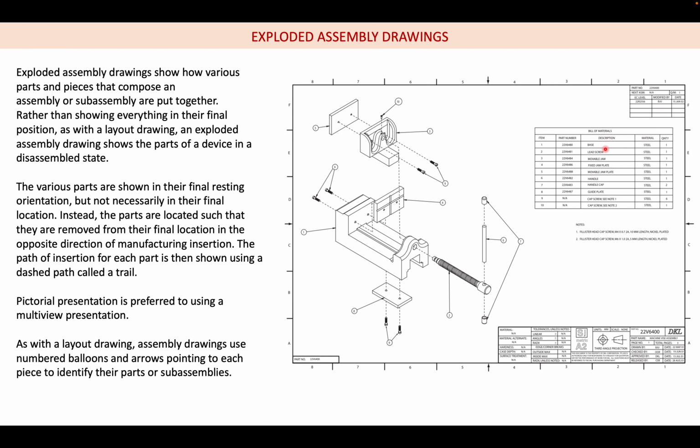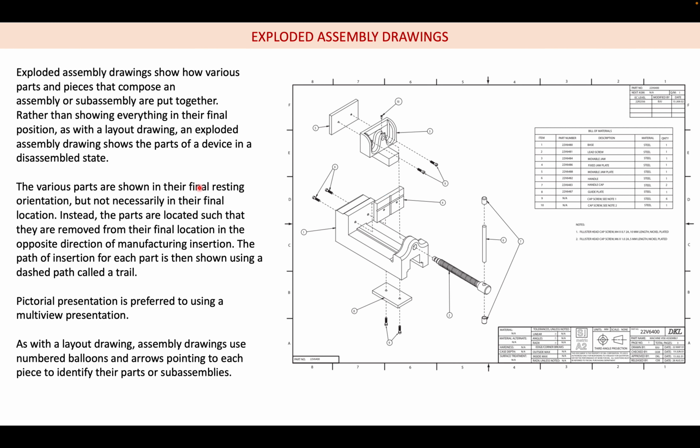Here you can see the bill of materials. The base is made of steel, the lead screws are also steel, and there is a movable jaw. There is a fixed jaw plate and a movable jaw plate. The left side is the fixed jaw plate, and the right side is the movable jaw plate, because that is what we are going to move by this screw mechanism. Then we have a guide plate, then we have a cap screw. Like that we have a lot of parts. This is the lead screw.